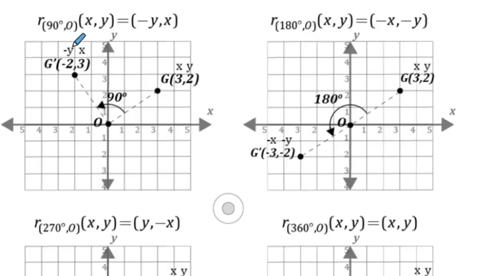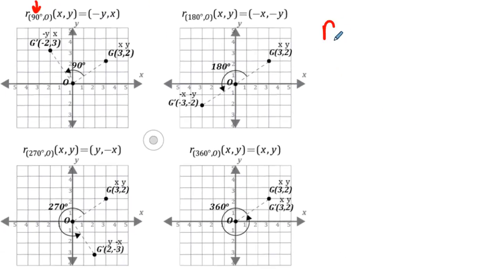Okay, so here's how it works. Let me go real quick. So look at this first one over here. If you have a rotation of 90 degrees, what happens to the x and y coordinates is that they flip around and then the y becomes the opposite sign. Okay, so let me show you how that works.